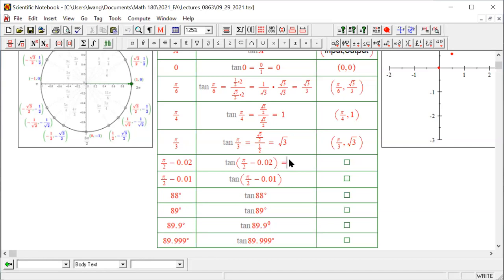You just make sure you use the tangent button and it's on radian mode. And whatever number you get is fine. But it should be a fairly large number. Professor, if you use a degree tangent, for example, tangent 88 degrees, that's what I get: 28.636 dot dot dot in degree mode.